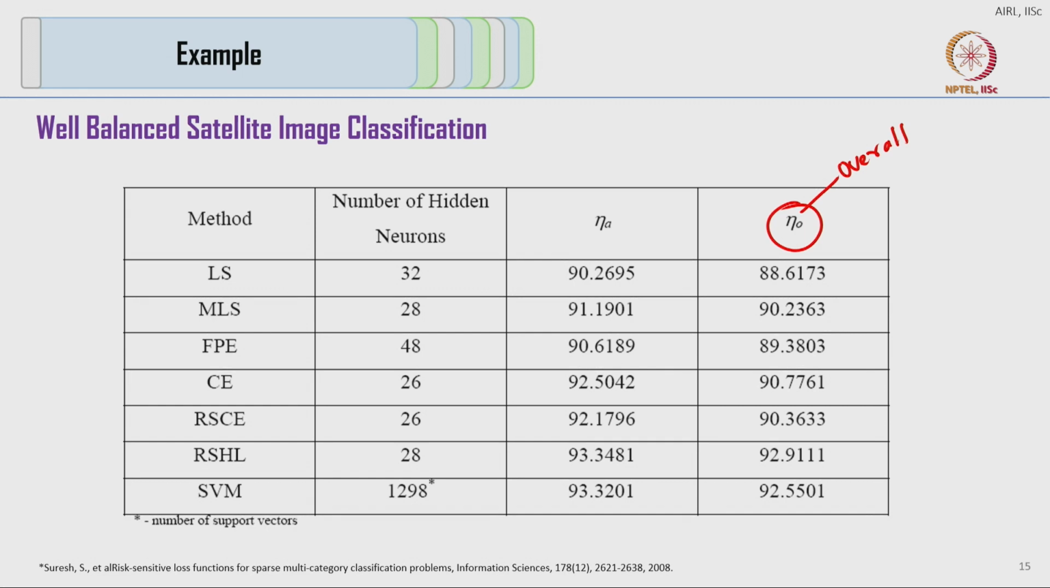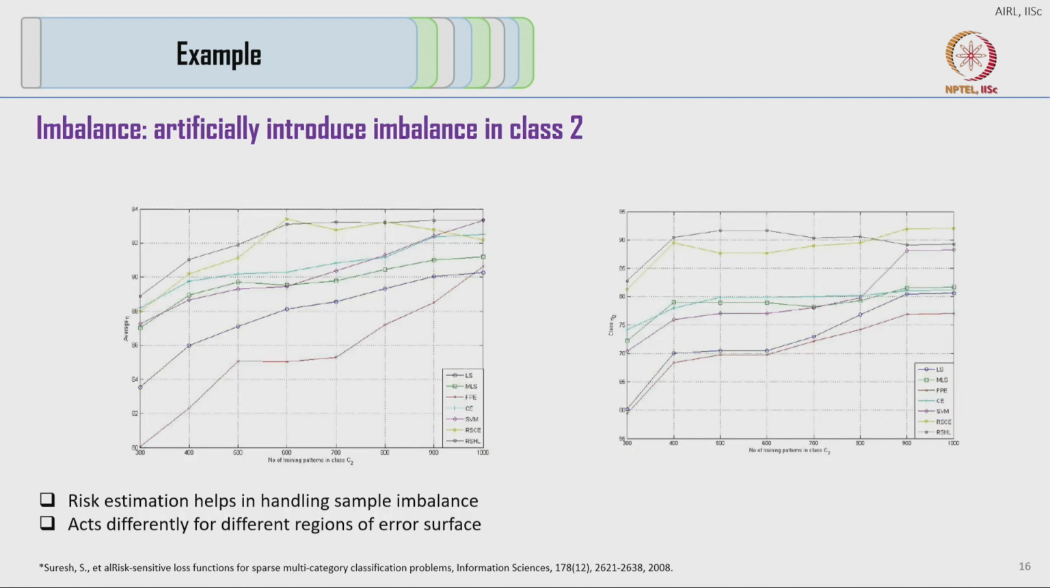Now what I did one step further: instead of keeping the data samples balanced, I took one of the classes and started reducing the number of samples in that class. It was 1000 samples. This is the performance we got. And for one class, the class C2, I started reducing from 1000 to 900, 800, 700, all the way to 300.